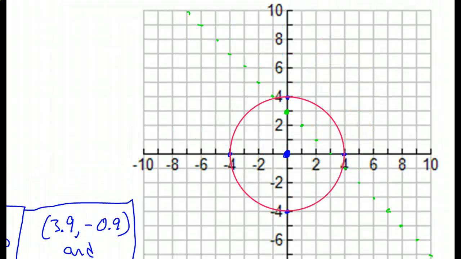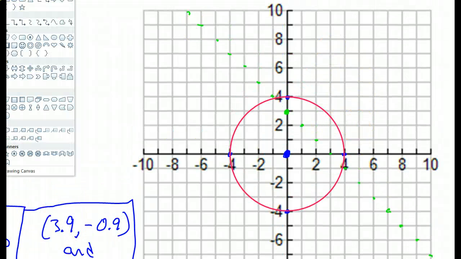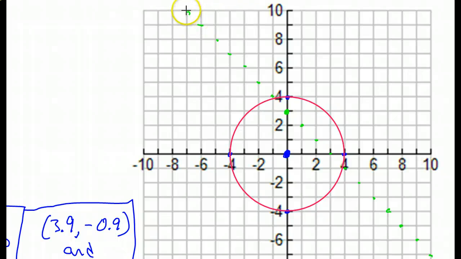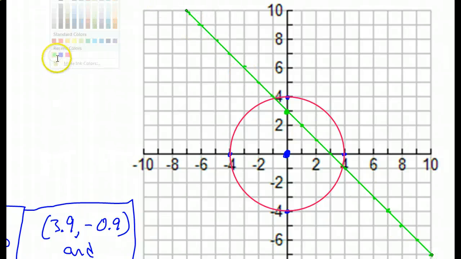All right. So if I go ahead and draw, not tangent, if I draw my line, it's like this. Okay. So you can see where the intersections are. Whoa, I didn't mean to do that. All right, my points of intersection are here and here.